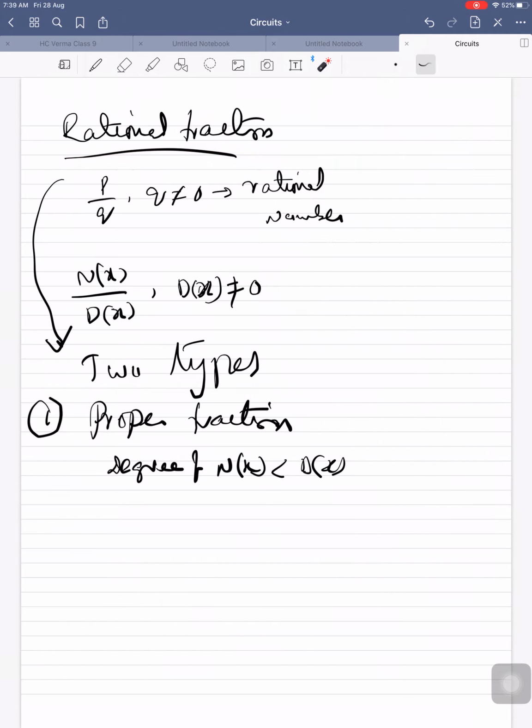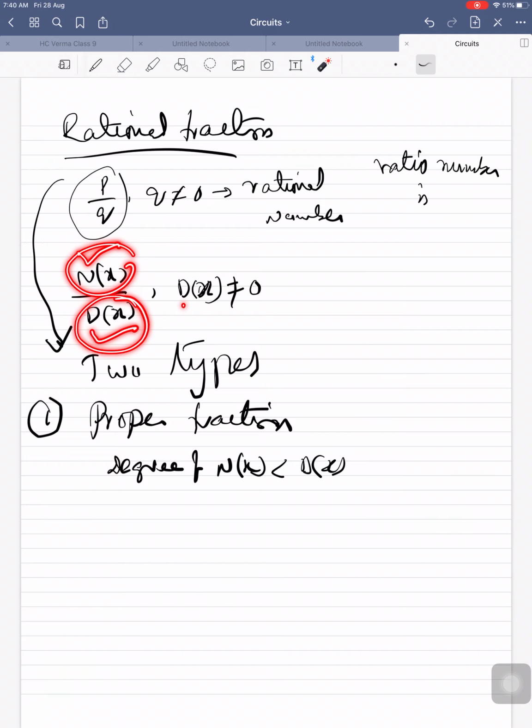Rational fraction. What is a rational fraction? What is a rational number? A ratio number is called a rational number. So p by q is a rational number where q is not equal to 0, then only you can call this a ratio number. N of x by d of x, that is numerator of x by denominator of x, where d of x is not equal to 0, then this fraction is called a rational fraction.